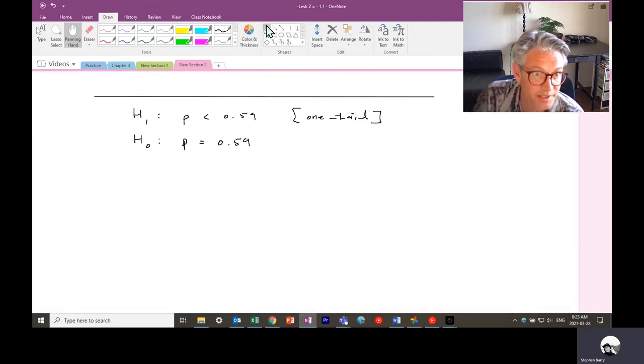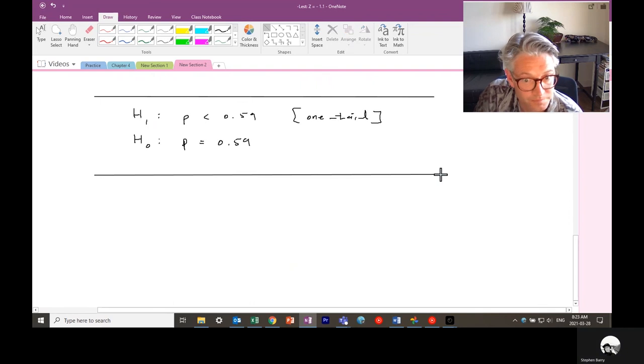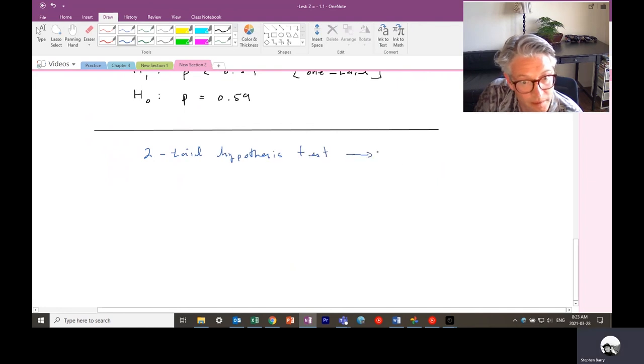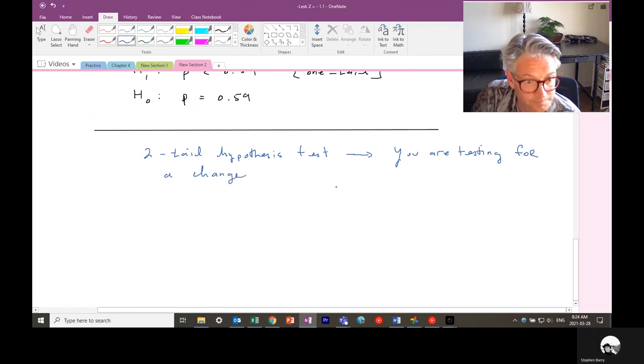So again, just to summarize the difference between one tail and two tail. When you're doing a two-tail test, it implies that we are just looking for a change, not in any direction in particular. You are testing for a change in the status quo. In other words, it's always going to be your mean or your proportion does not equal some value.